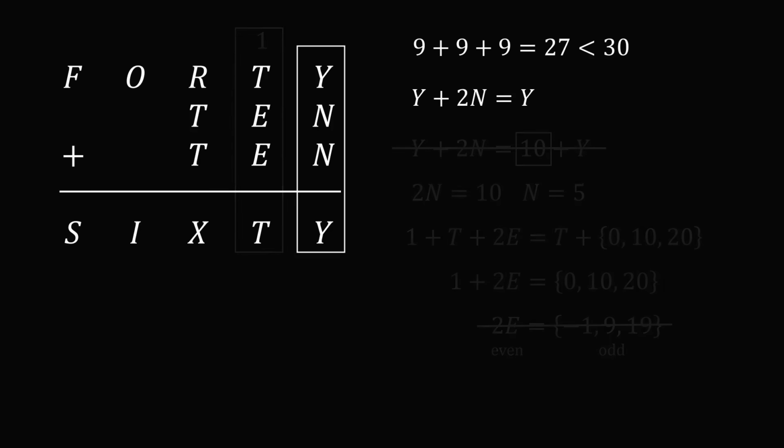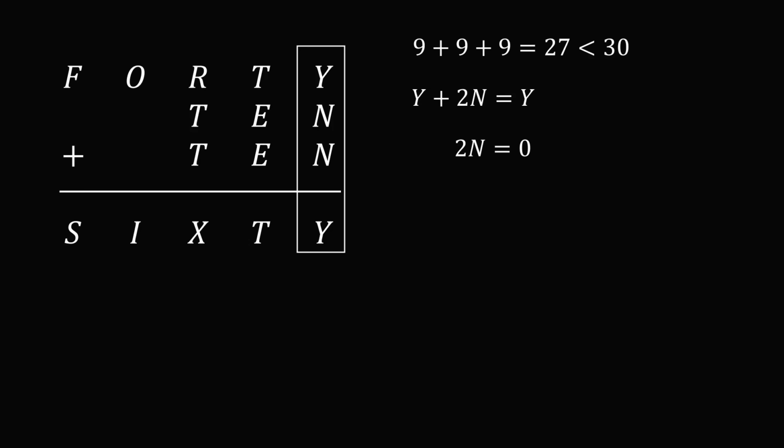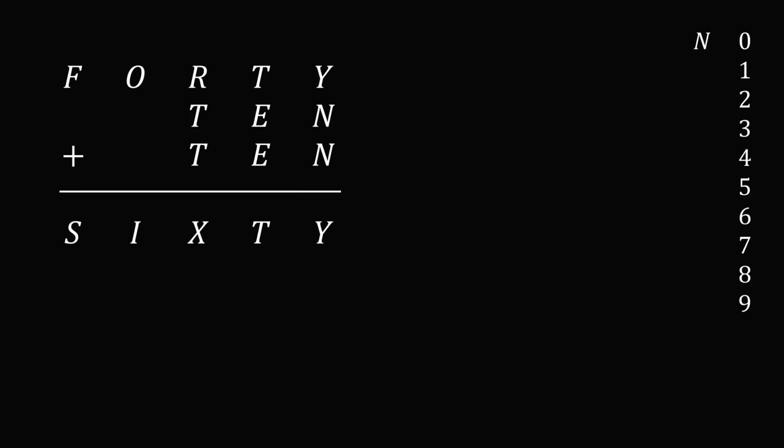So we are left with one possibility, that y plus 2n is equal to y. Subtract y from both sides so that 2n is equal to 0, which means n is equal to 0. So we have solved for the value of one of the letters. Now there are 10 possible values for the letters, going from 0 to 9, and let's keep track that we know that n is equal to 0. Let me also write this value into the equation so that we know what we've solved for already.